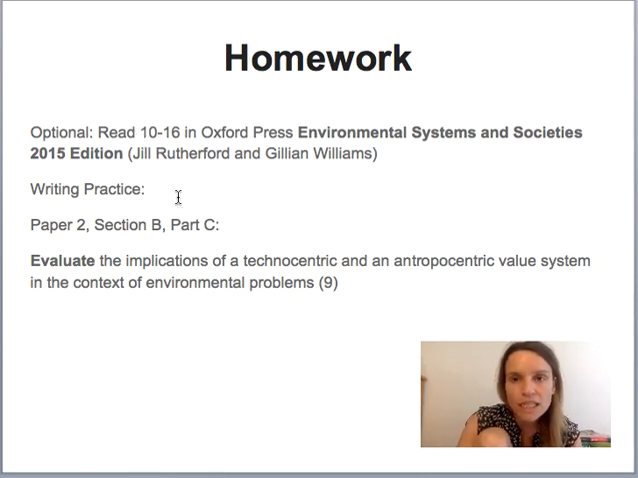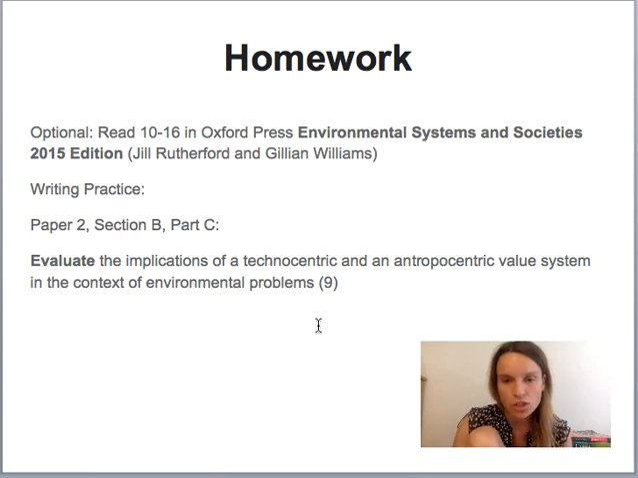But what I'm really interested in having you do is a writing practice. On your paper 2, you are going to need to write an essay-style response 2 times, for 2 of the long response questions that you choose. It's section B, part C. Those essay responses are always worth 9 points, and the 9 points are mark banded. So they look at the strength of your introduction, your argument, your counter-argument, and your conclusion.